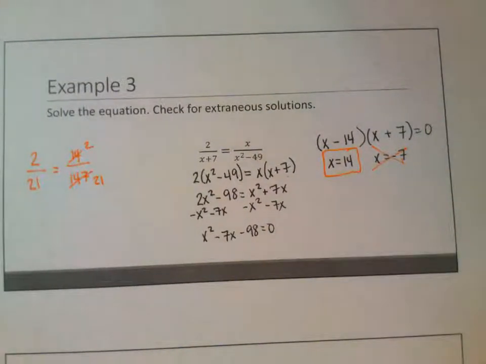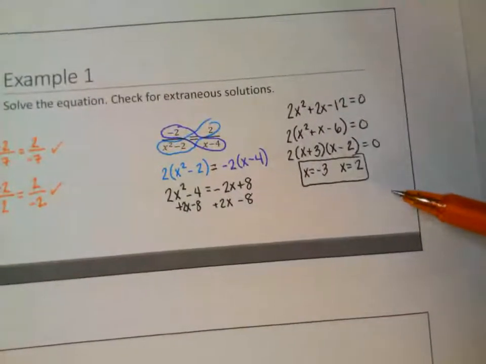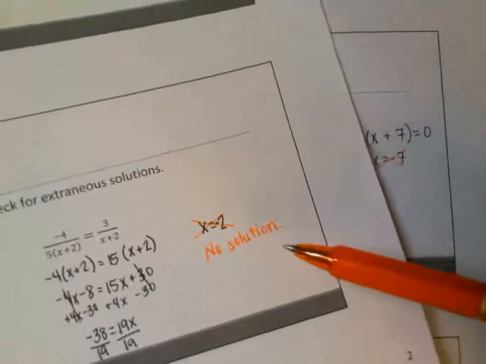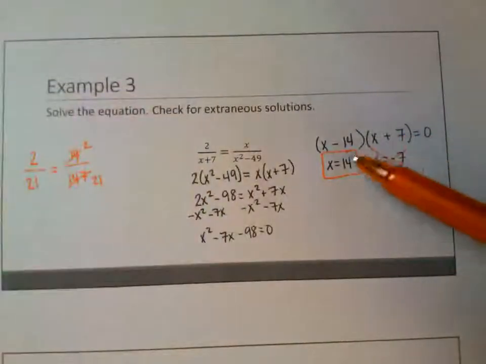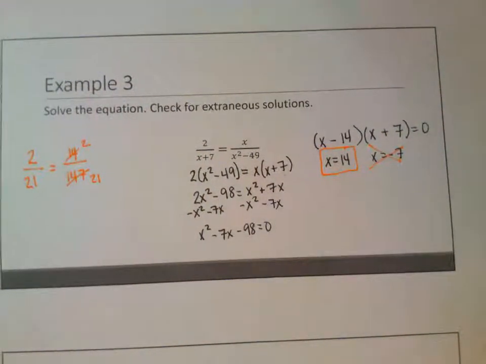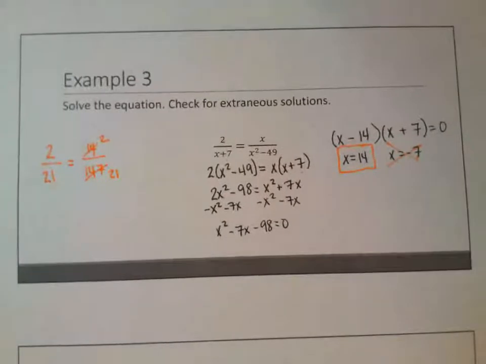So between these three examples, you can see we had one where both of our solutions worked. We had one where none of the solutions worked, and we had one where one worked and one didn't. So that checking for the extraneous solutions is going to be super duper important. So please don't forget that step. All right, got a couple more.